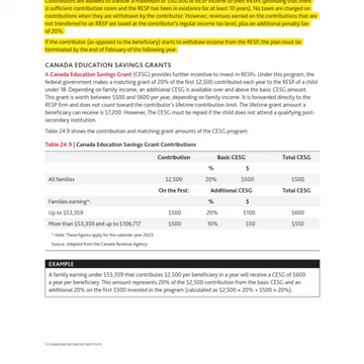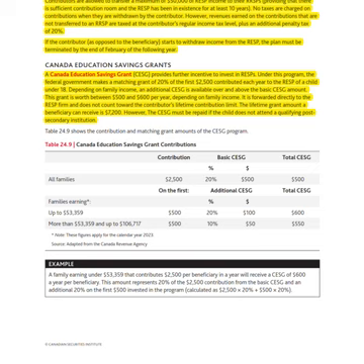Canada Education Savings Grants. A Canada Education Savings Grant, or CESG, provides further incentive to invest in RESPs. Under this program, the federal government makes a matching grant of 20% of the first $2,500 contributed each year to the RESPs of a child under 18, depending on family income. An additional CESG is available over and above the basic CESG amount. This grant is worth between $500 and $600 per year, depending on family income. It is forwarded directly to the RESP firm and does not count toward the contributor's lifetime contributing limit. The lifetime grant amount a beneficiary can receive is $7,200. However, the CESG must be repaid if the child does not attend a qualifying post-secondary institution.